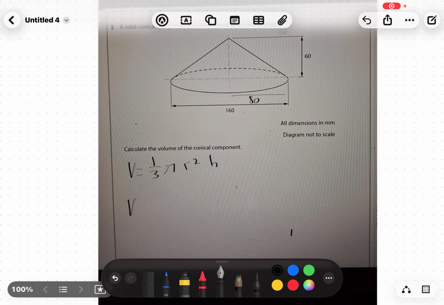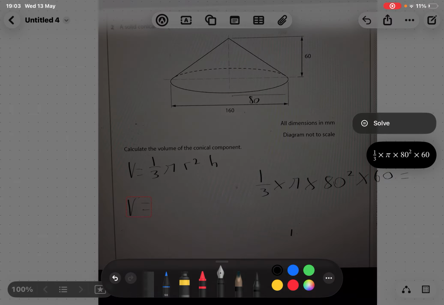So let's just write 1/3 times pi times 80 squared times 60, just 60, because that's the height. Let's see if it will be able to do it.